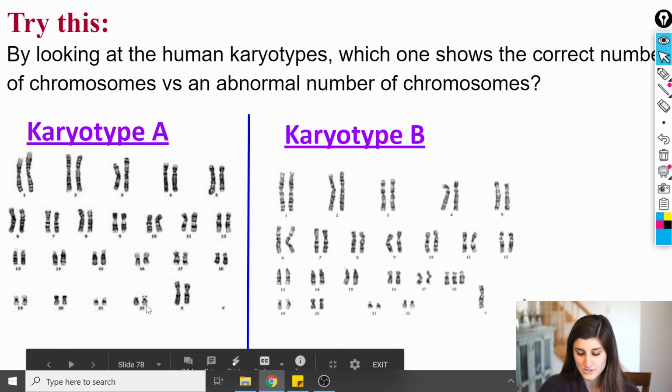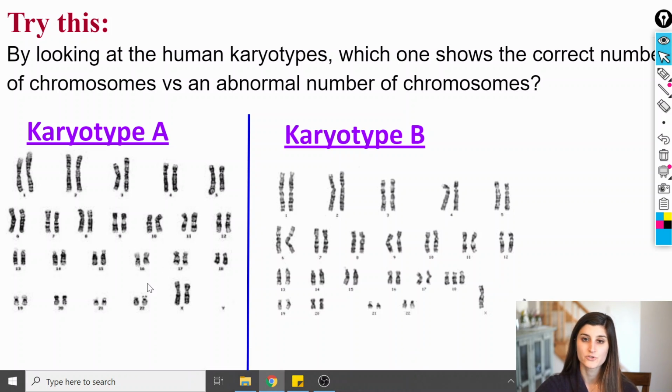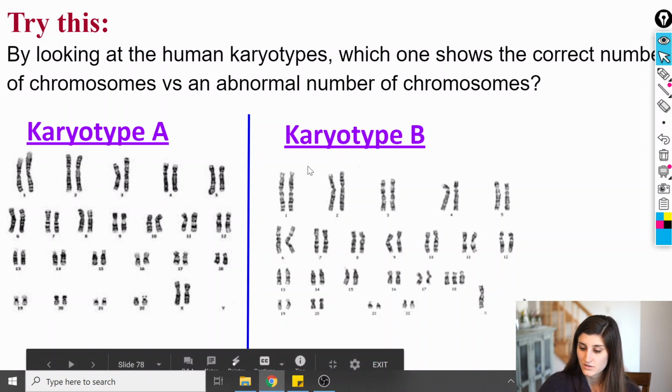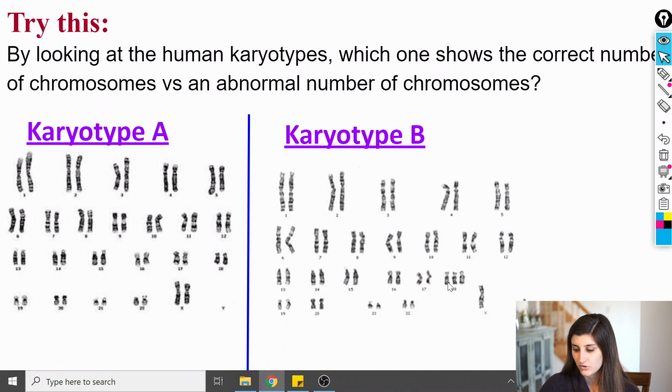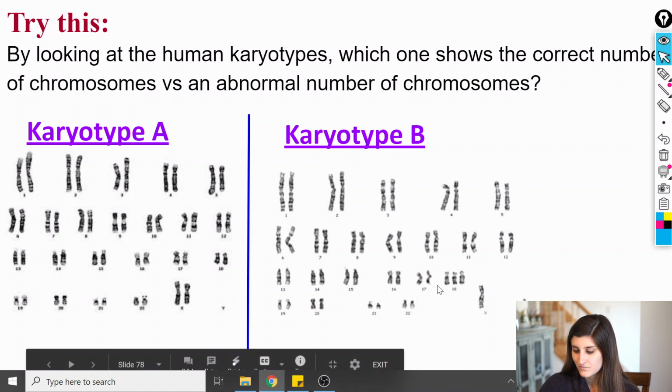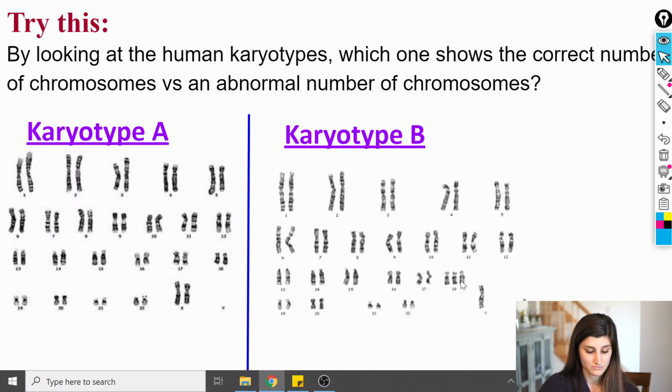So what we'll see is that karyotype A is a normal human, doesn't have any abnormalities in the sense it doesn't have an extra chromosome or anything like that. This one, karyotype B, if we look through, usually for humans we have 2 sets, right? One from mom, one from dad. But if we look at 18, we'll see that we actually have more.